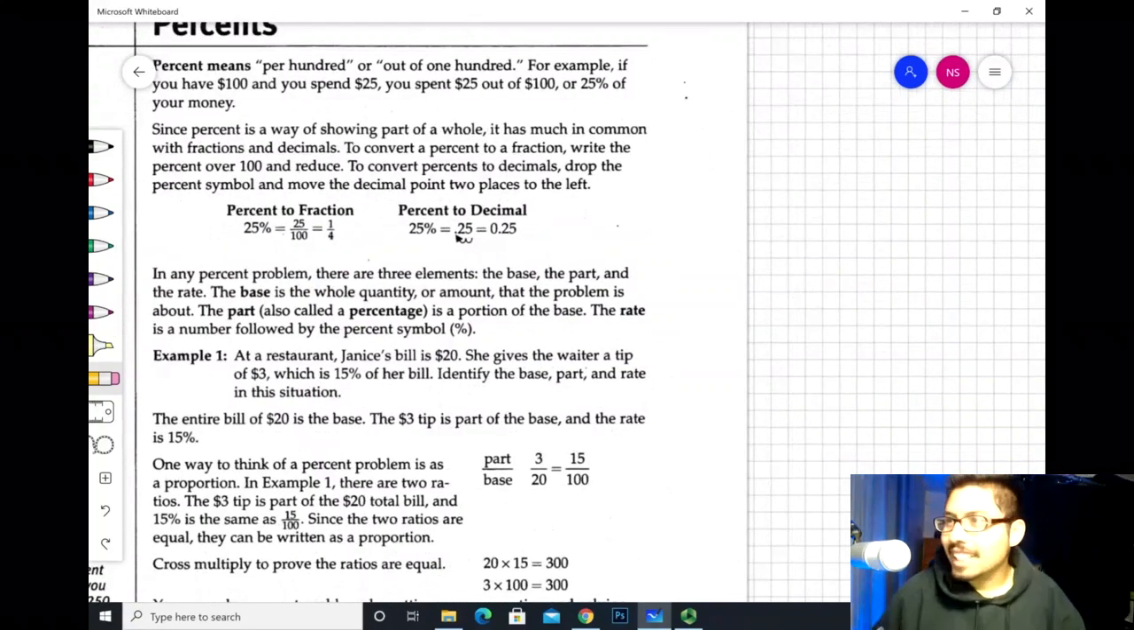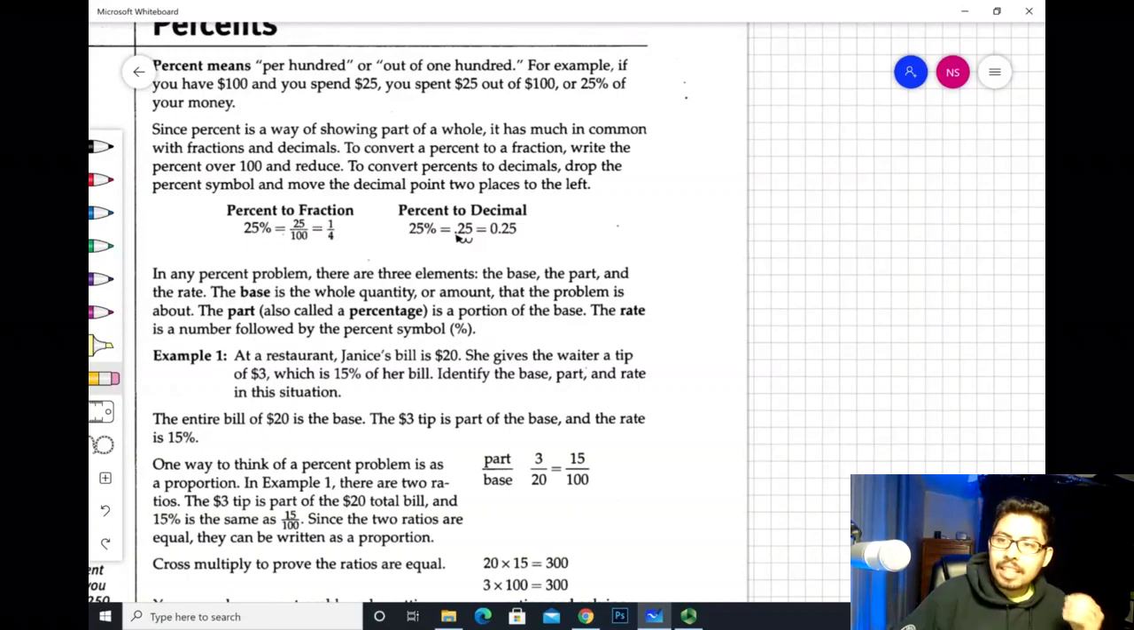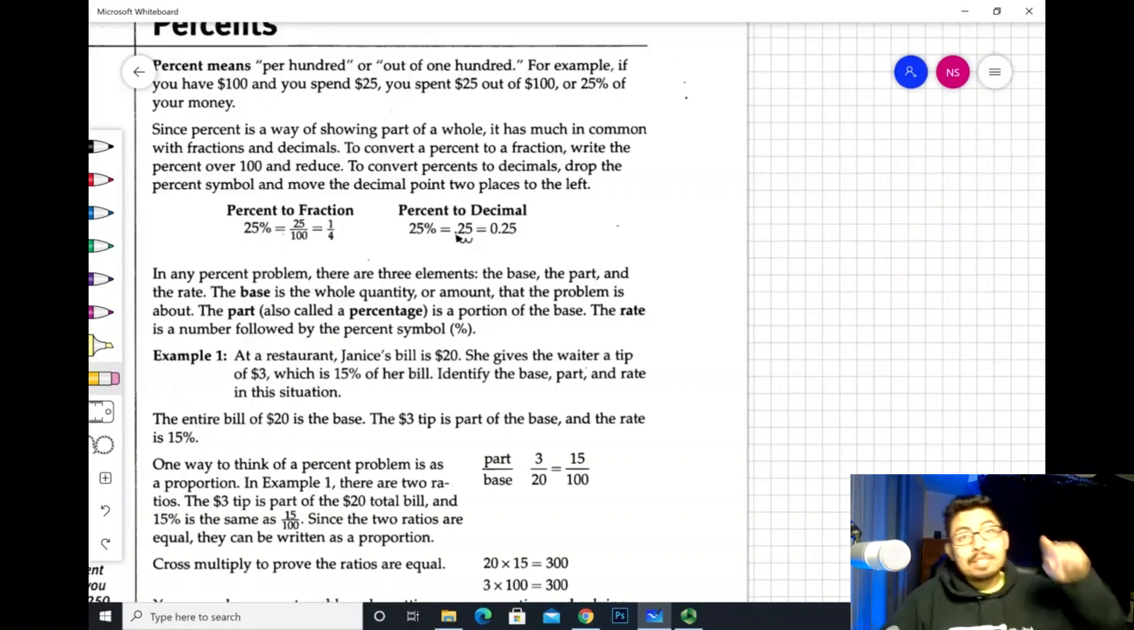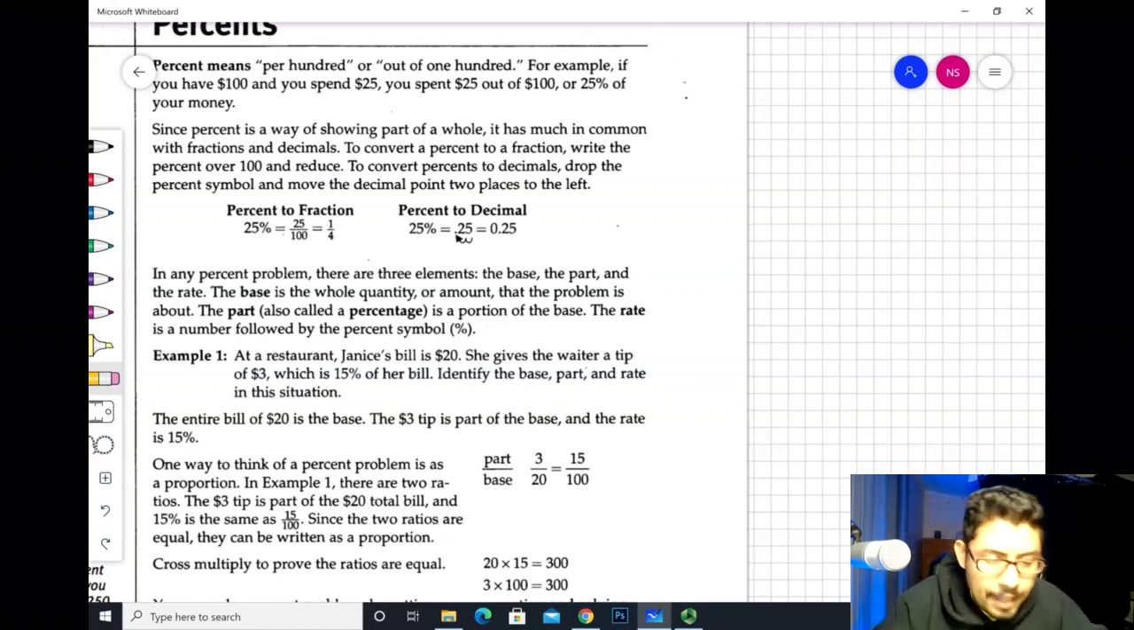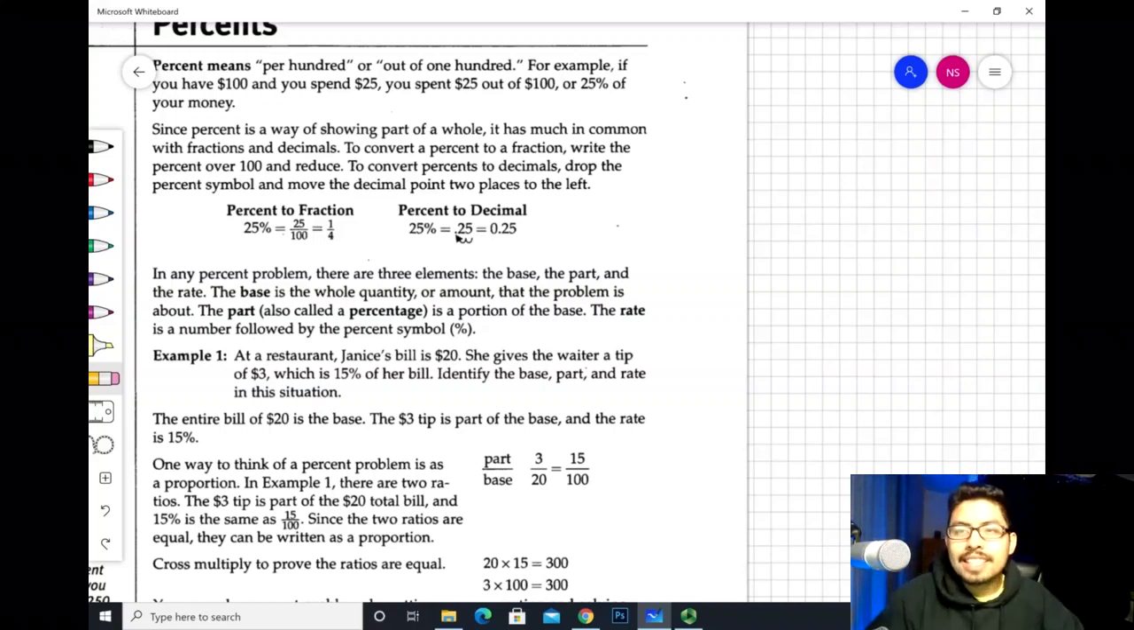Alrighty, my friends, let's get started with percent proportions. Percent proportions is almost an exact replica, if not the exact replica, of proportions. So please watch the video prior to this to get down proportions. There's only one difference: in this example, we're incorporating percents now.